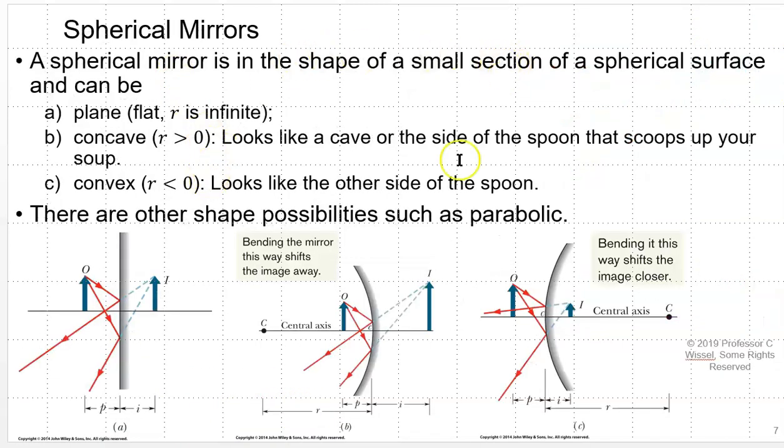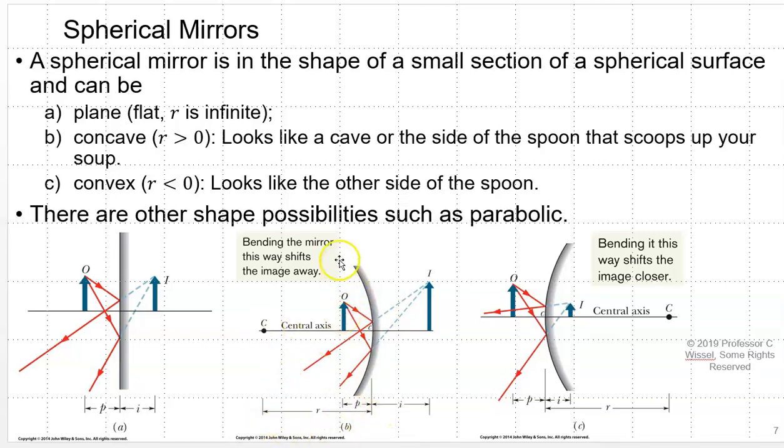Now, a spherical mirror is basically just a small section of a spherical surface. A flat mirror is basically one type of mirror. It's a mirror where the radius is infinite. A concave mirror looks like a cave when you look into it, and it's like the side of the spoon that scoops up your soup. In that case, the radius of the mirror is positive.